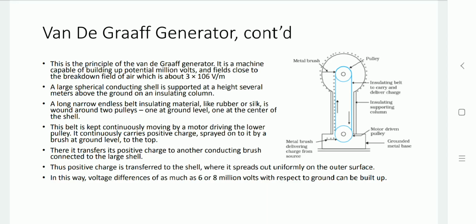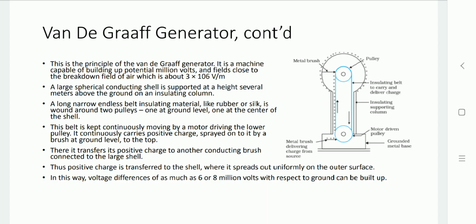From the ground, the insulating column supports the larger sphere. This belt is kept continuously moving by a motor. The motor is driving at the lower pulley, and it continuously carries positive charge which is sprayed by the source at the ground level onto the conducting belt, moving those charges from the ground to the sphere above.